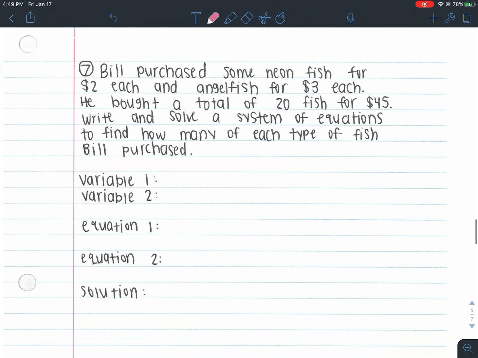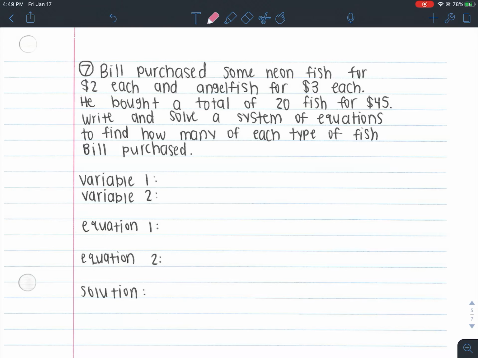Okay, moving on. Number 7, Bill purchased some neon fish for $2 each and angel fish for $3 each. He bought a total of 20 fish for $45. Write and solve a system of equations to find how many of each type of fish Bill purchased. So we've seen this problem before. It's actually in our setting up systems notes.